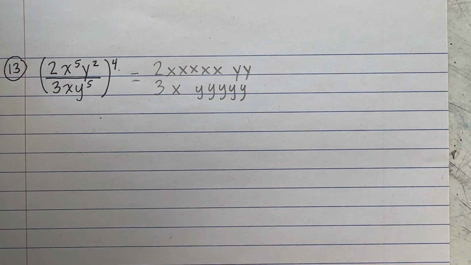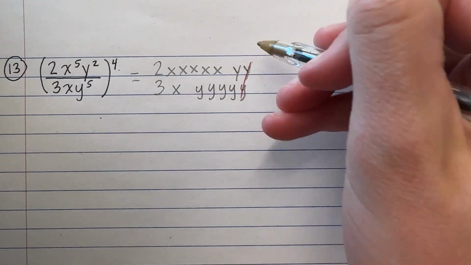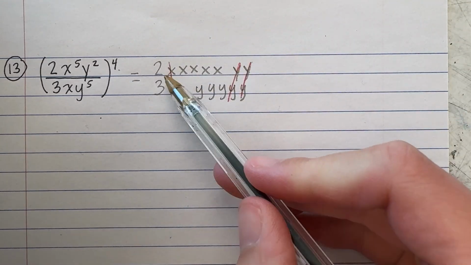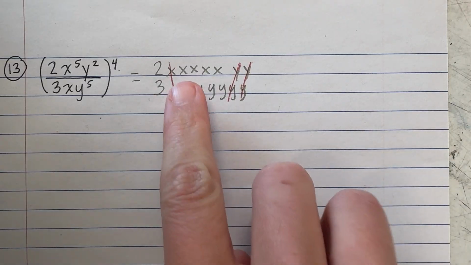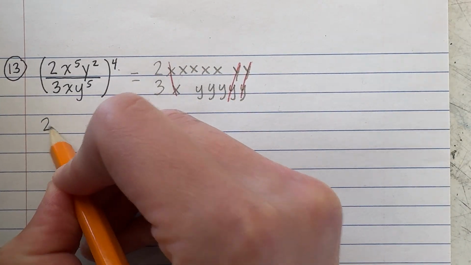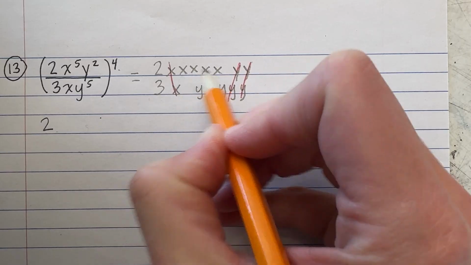Okay, so the first thing I'm going to do is simplify, and what I notice is, oh, there's a y on the top and the bottom, a y on the top and the bottom. There's an x right here, and that's all, right? 2 over 3 doesn't simplify. And then I have x's in the top and y's in the bottom. So now my fraction is, there's just 4 x's on top.